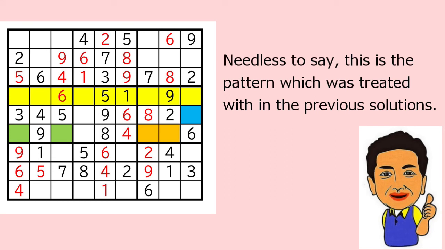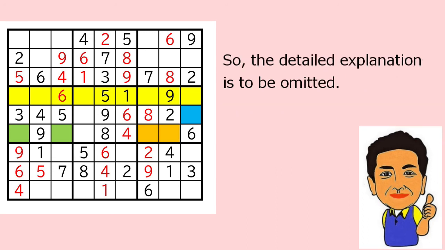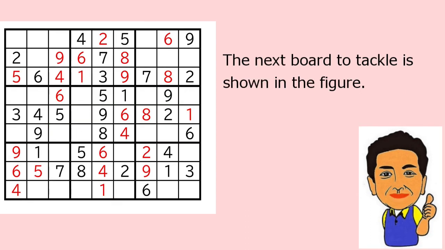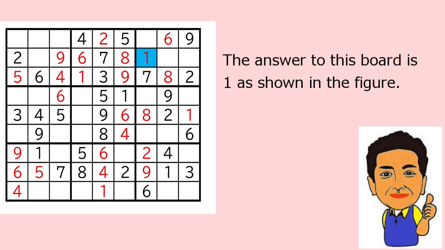Needless to say, this is the pattern which was treated in the previous solution. So, the detailed explanation is to be omitted. The conclusion is that the digit 1 is allowed to be set only in the blue cell. The next board to tackle is shown in the figure. The answer to this board is 1, as shown in the figure.